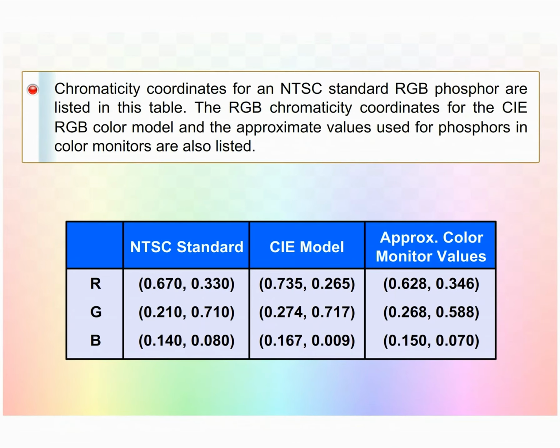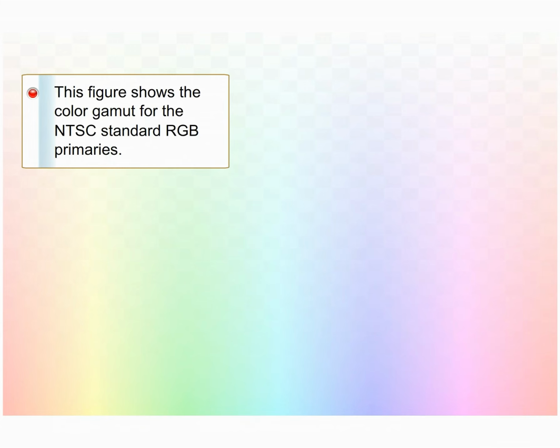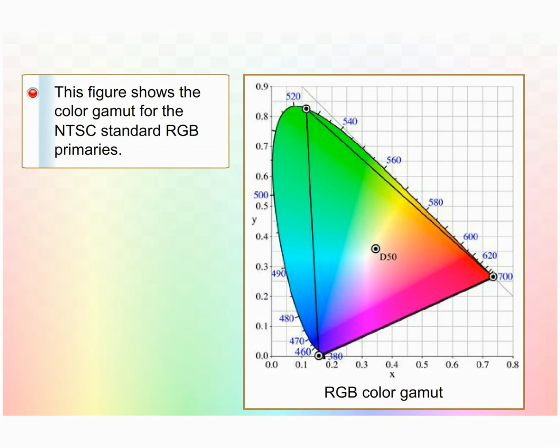Chromaticity coordinates for an NTSC standard RGB phosphor set are listed in this table. Also listed are the RGB chromaticity coordinates for the CIE RGB color model and the approximate values used for phosphors in color monitors. This figure shows the color gamut for the NTSC standard RGB primaries.